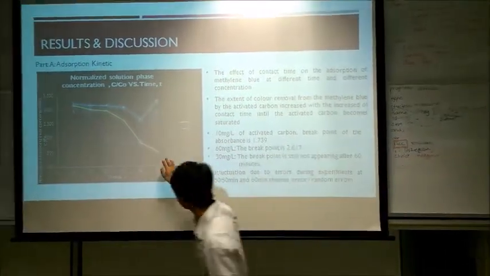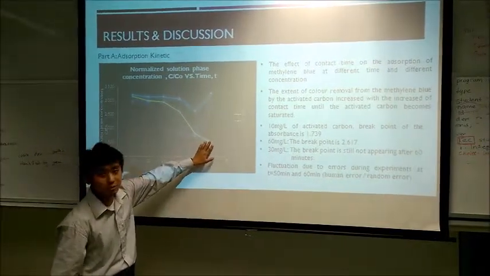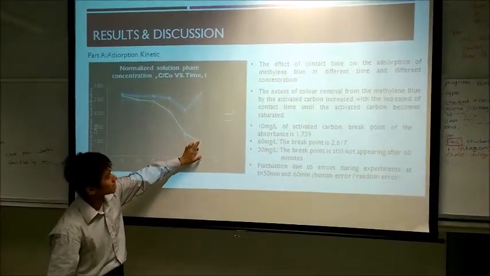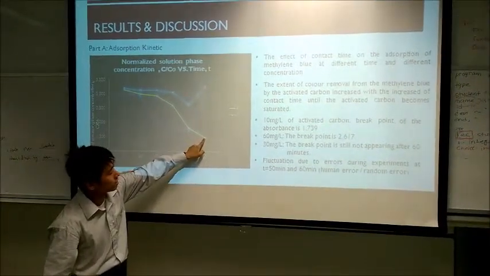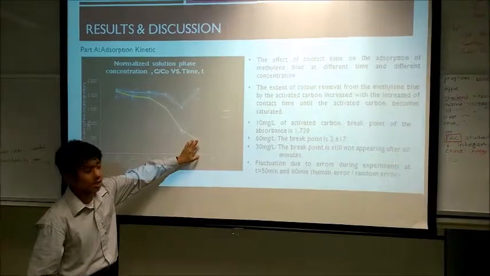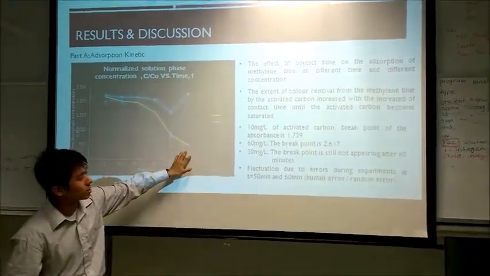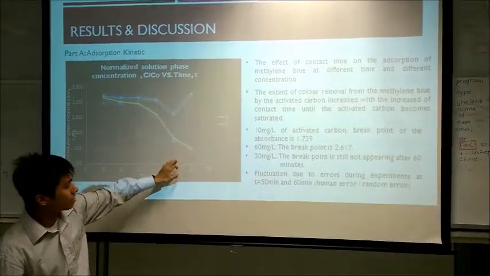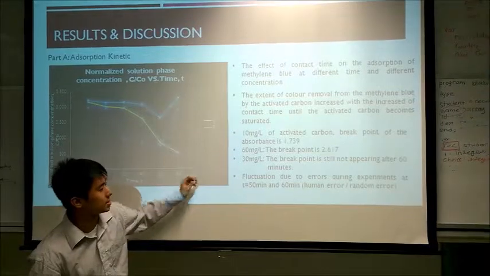This is the point where the activated carbon becomes saturated. This is the 10 mg per liter of activated carbon, and this is the breakpoint of the absorbance, which is 1.739. For 60 mg per liter, the breakpoint is 2.617, and for 30 mg per liter, the breakpoint is still not appearing after 60 minutes.